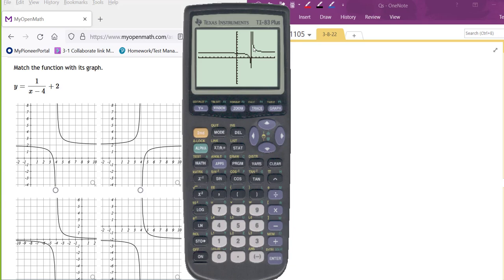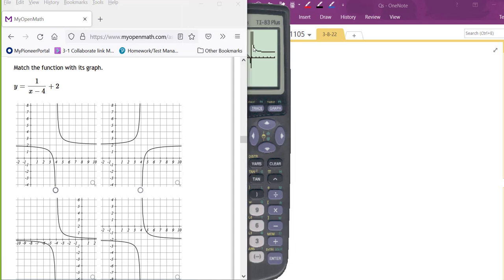I think it's going to be choice A. Choice B, they flipped them, right? Notice this is the one going this way instead of here. So it's not that one. This one has moved to the left instead of the right. And when you do the transformations, remember, horizontal goes the opposite way. So that's why this one, it's minus, so it'll go to the right. And this one has moved down. It went to the right, but it's moved down. So choice A is going to be our choice, and I'll just go ahead and enter that.